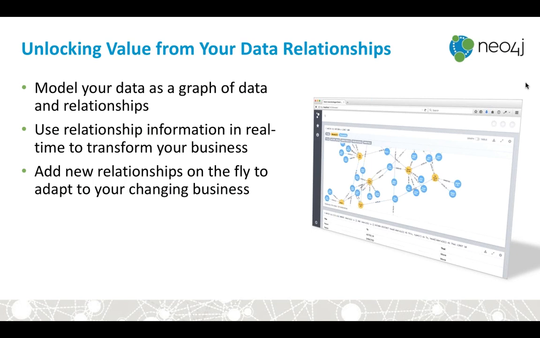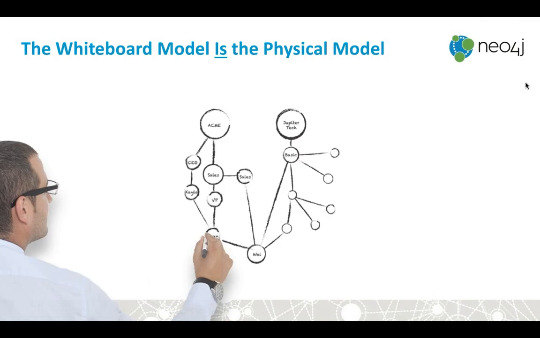So if you want to unlock the value, let's talk about how you can model your data as a graph with your data nodes and the relationships between your data nodes, and then use that relationship information in real time to transform your business. And also, one important factor with regards to Neo4j is that you can add different relationships and properties on the fly as your business changes. So you don't need to re-architect your SQL table schemas and that sort of thing. You can just add properties on the fly with Neo4j.